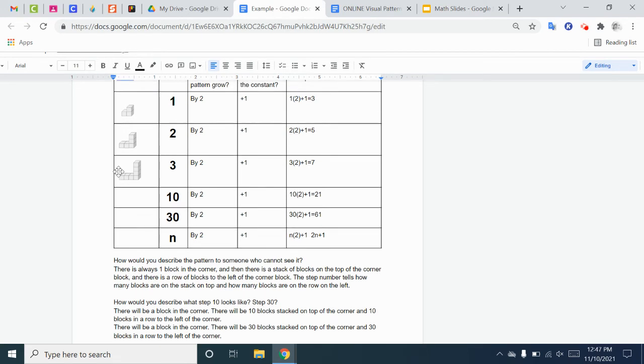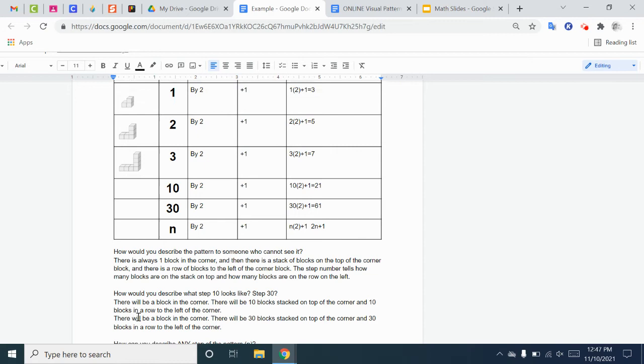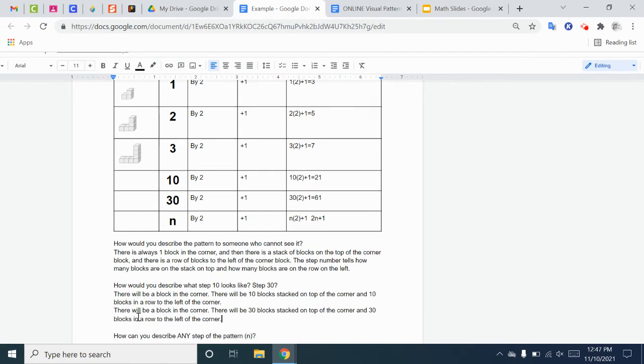So I'm not talking about how it's growing. I'm not giving an expression. I'm not writing any numbers like math problems. I am actually describing what it looks like.